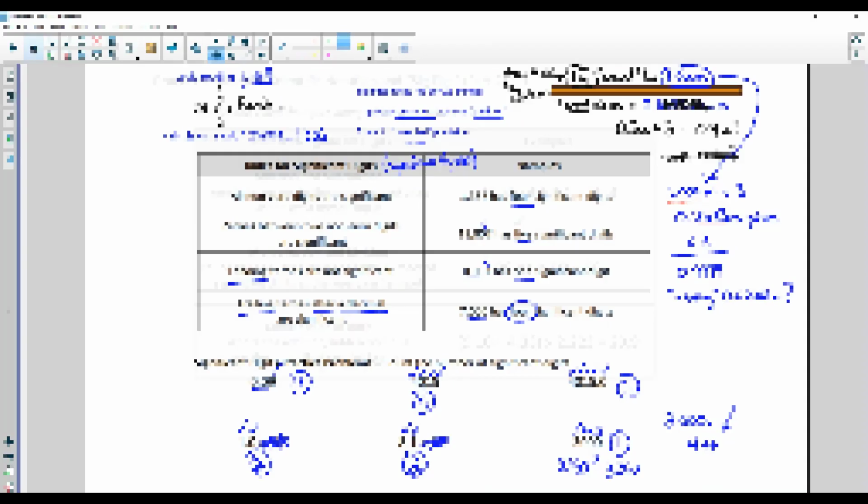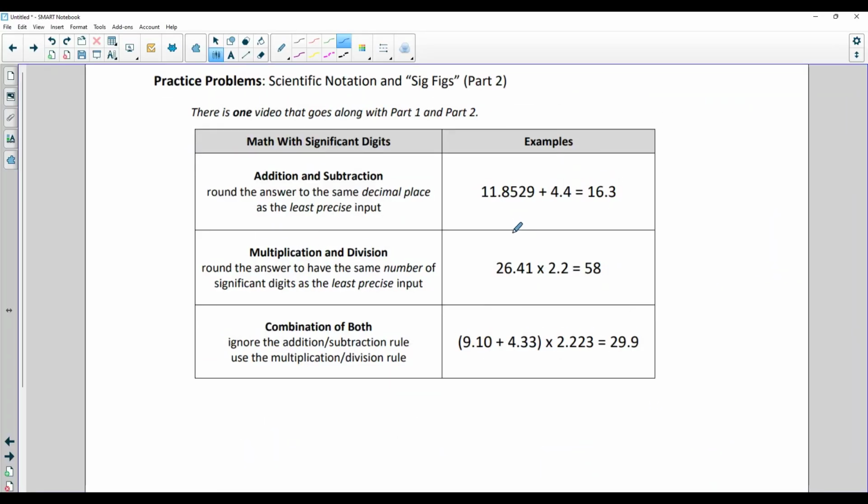So let's move on a little bit. We got to do a couple of practice problems and then we'll be all done. With sig figs, there's some pretty interesting rules that you may not have learned in any class previous to this one. When you do addition and subtraction, you're going to round the answer to the same decimal place as the least precise input. So looking at these numbers right here, this number has 6 significant figures, and this one has 2.